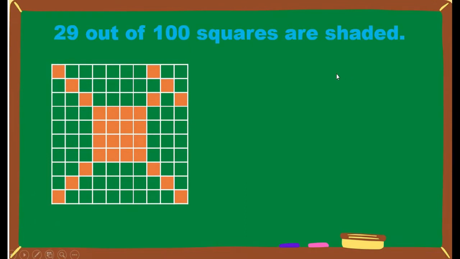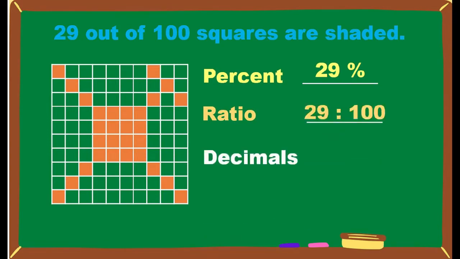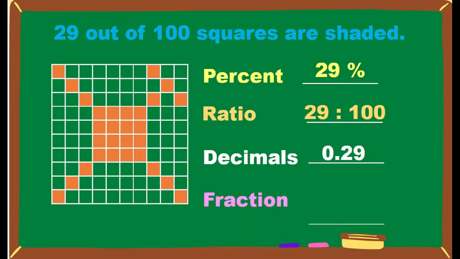29 out of 100 in percent is 29%. In ratio, it is 29 to 100. 29 out of 100 is 0.29 in decimals and 29 over 100 in fraction. As you can see, percent, ratio, fractions, and decimals are related to each other.